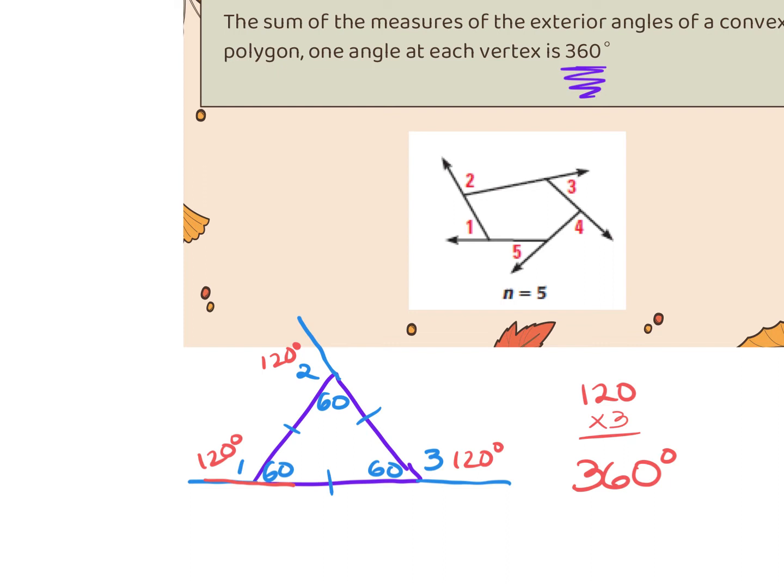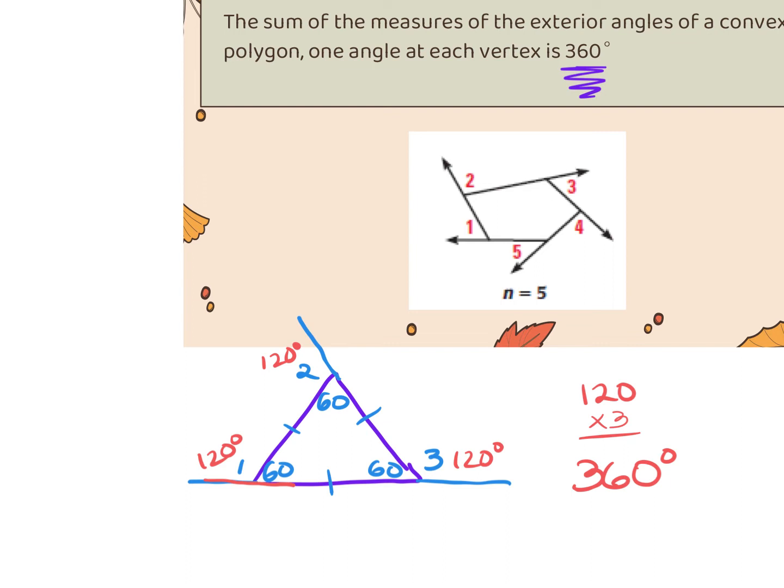So if I said, what is the sum of the exterior measures of an octagon? What are you going to tell me? 360, good. What if I tell you it's a 50-agon? What will those exterior angles add up to be? 360.